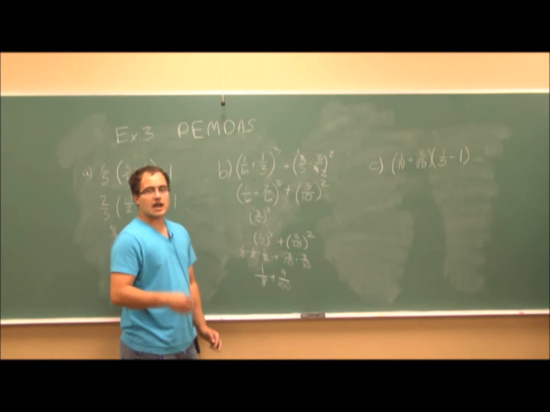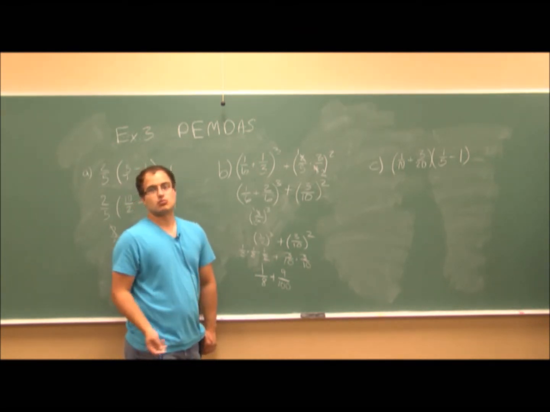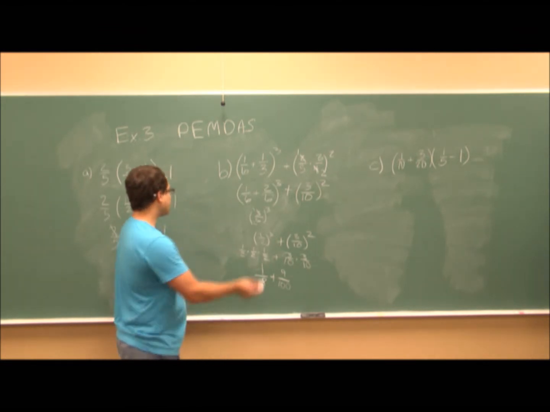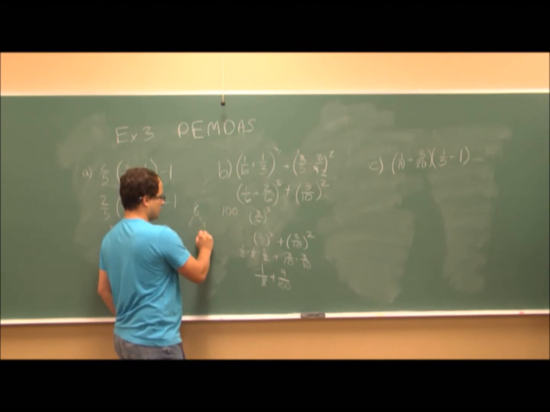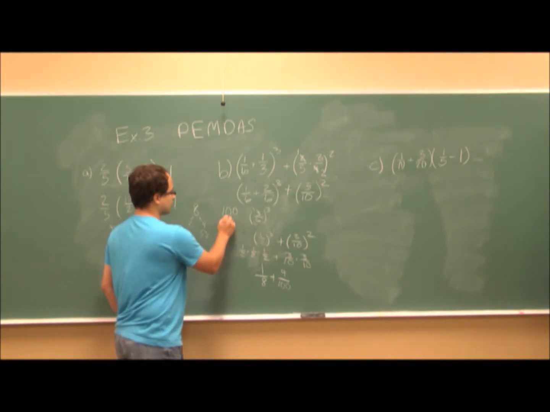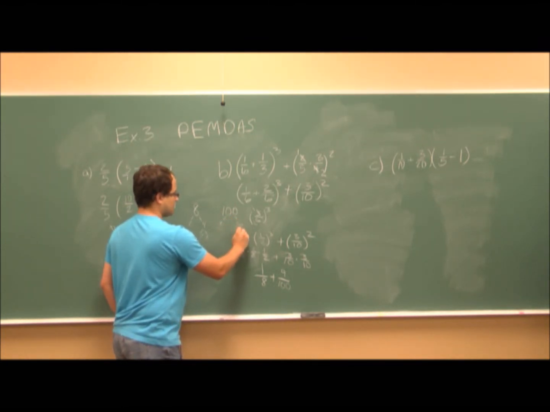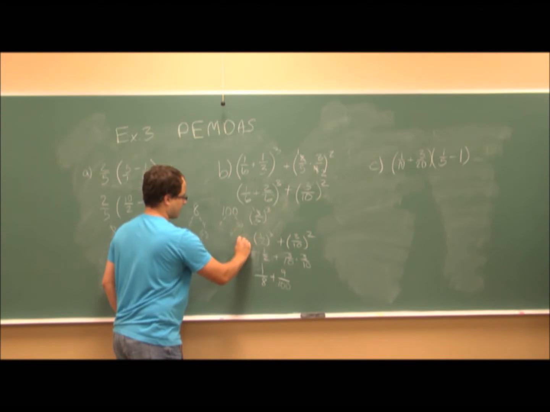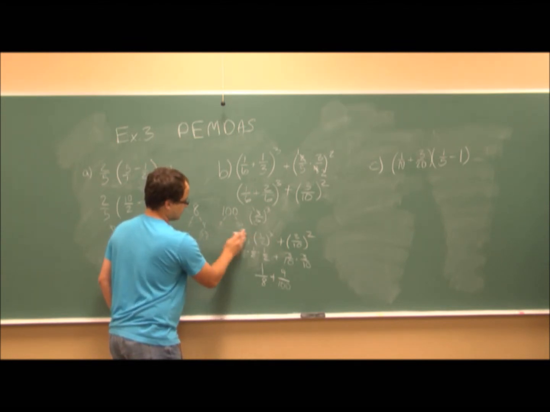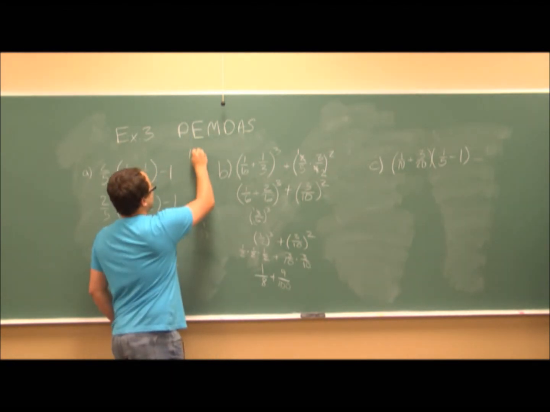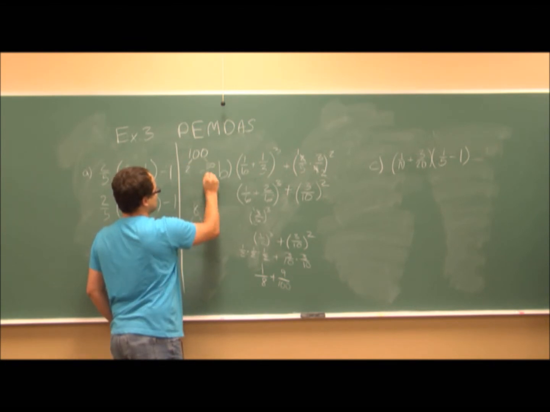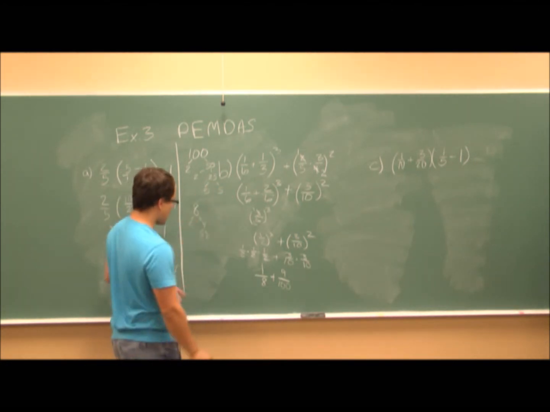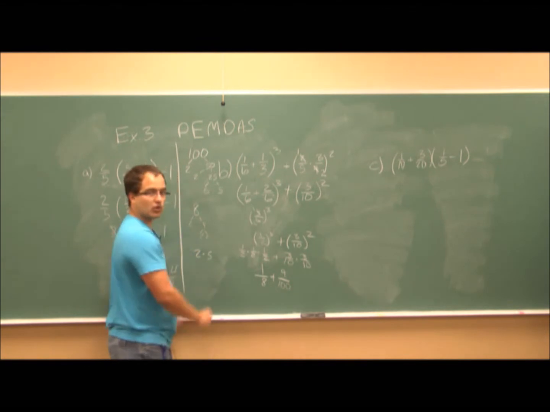Now to add these, I need to find an LCD between 8 and 100, which I don't know what it is. So I'm going to go over here and do a factor tree of 8 and 100. Well, 8 is 2 and 4, which is 2 and 2. 100 is 2 and 50, 2 and 25, which is 5 and 5. And actually, let me do this up here more. 100, 2 and 50, 2 and 25, 5, and 5.